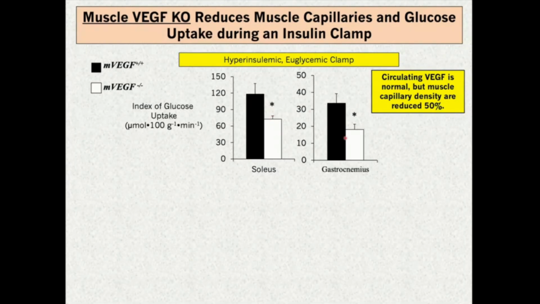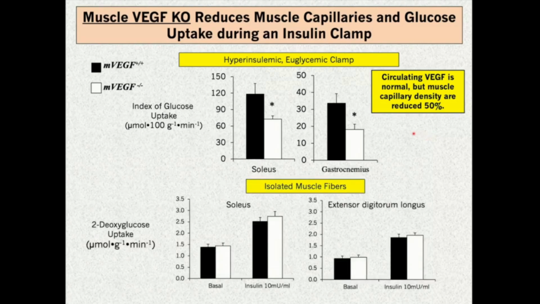But locally, it results in a 50% reduction in muscle capillaries. And you can see that with this 50% reduction, there's approximately a 50% reduction in the index of glucose uptake obtained using 2-deoxyglucose. Now, is there a muscle effect? So when we studied a separate cohort in isolated muscle, the effect was gone. Okay, so there's basal 2-deoxyglucose, insulin stimulated, and soleus and extensor digitorum longus. And as you can see, they're both unaffected, suggesting that it's an extramyocellular effect.